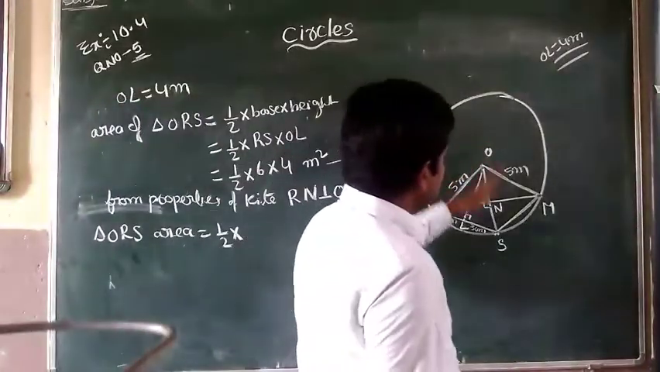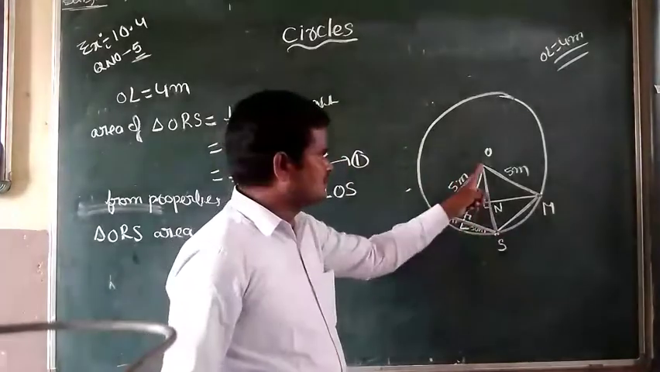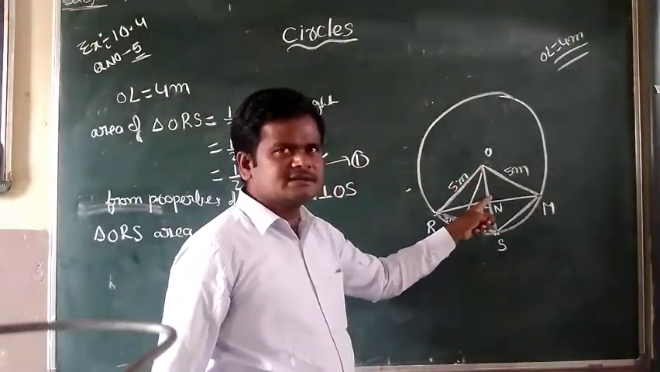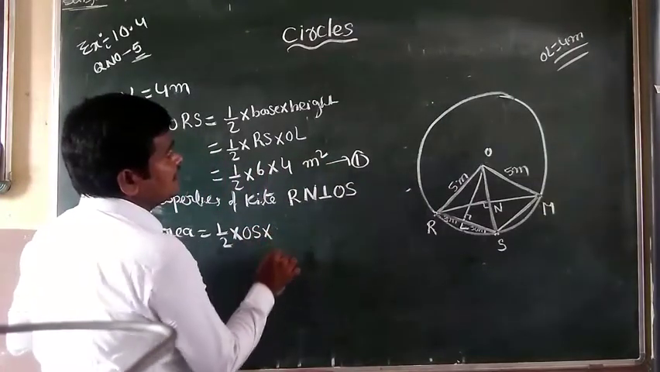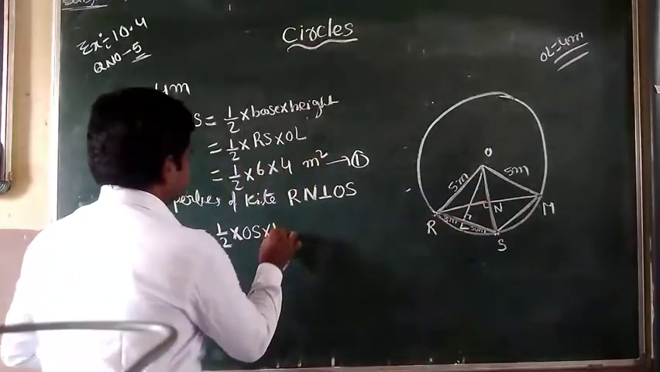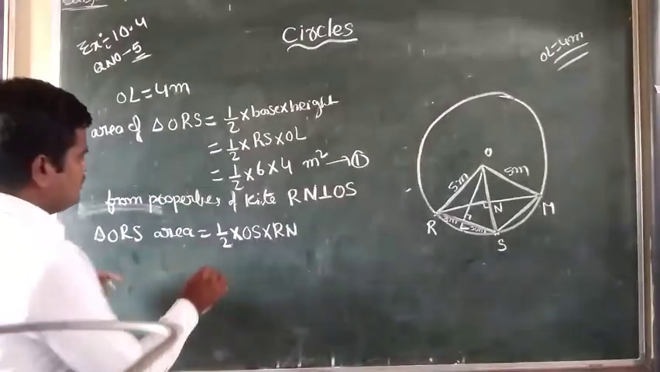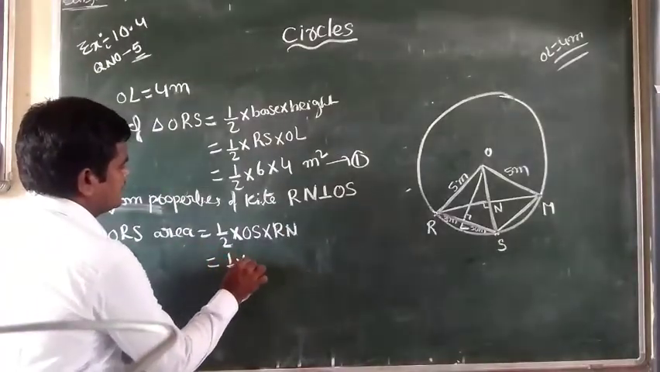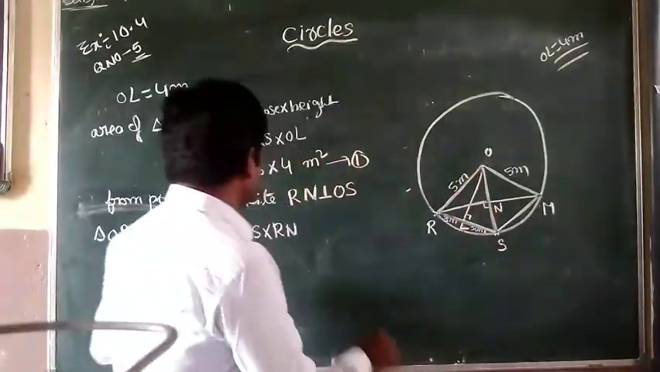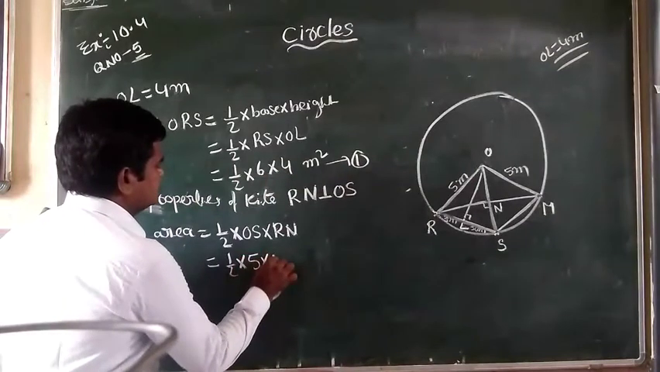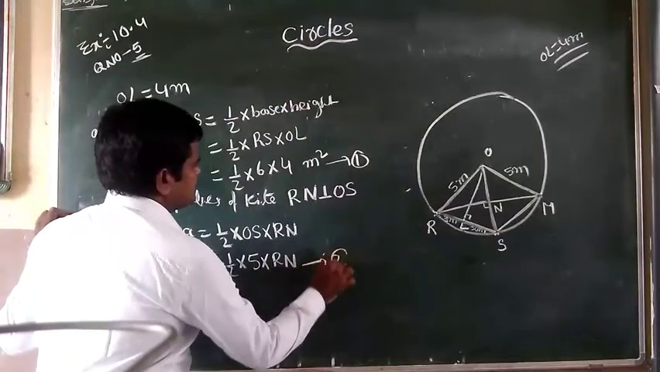Now I am taking this as the base. OS is the base. This is the height. So here I am taking OS as the base and RM as the height. So 1 by 2 of OS. What is OS here? It is the radius of circle, that is 5 meter, into RM. So this is equation number 2.